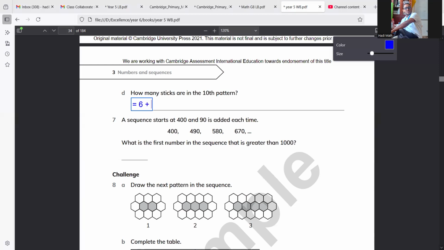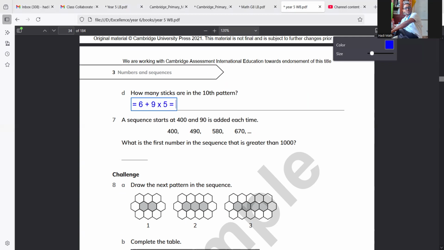To get to the 10th term, how many 5s are we going to add? We're going to add 9 fives, because the first term is given. You're not going to count the first term because it's already there. When you say add 9 fives, it means add 9 multiplied by 5.